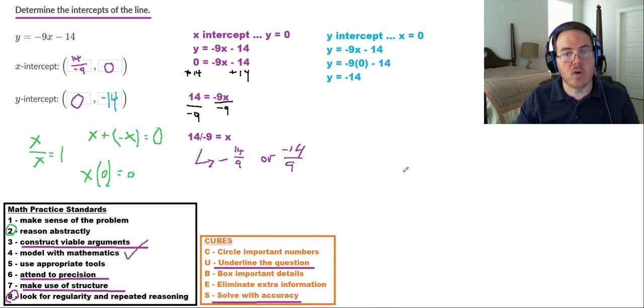So your wish came true. It's a whole number. I mean, it's an integer. No fraction involved. So y is equal to negative 14.